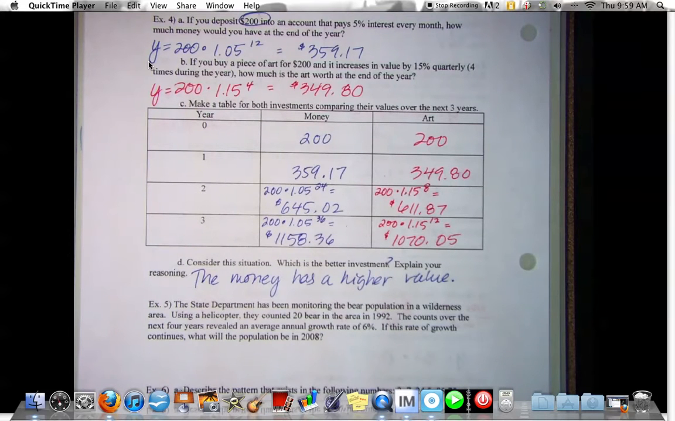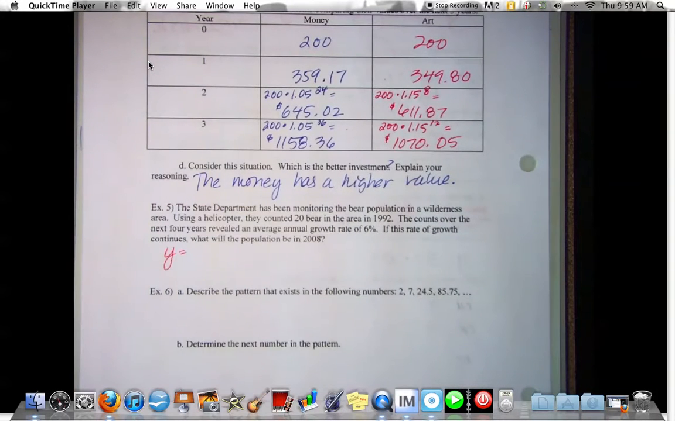The department has been monitoring the bear population in a wilderness area. Using a helicopter, they counted 20 bear in the area in 1992. The counts over the next 4 years revealed an average annual growth rate of 6%. If this rate of growth continues, what will the population be in 2008?